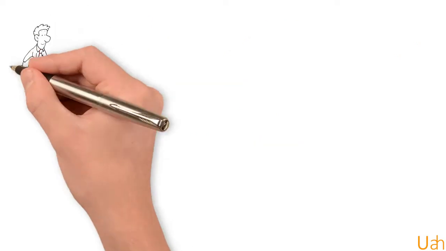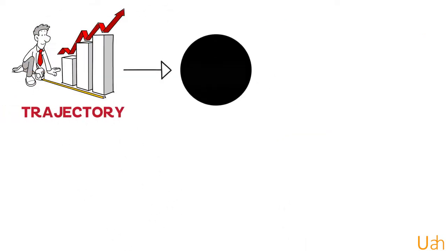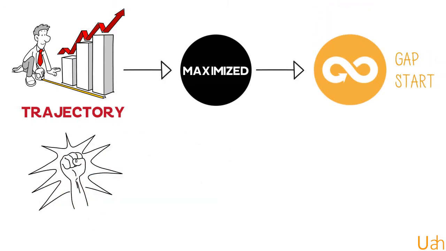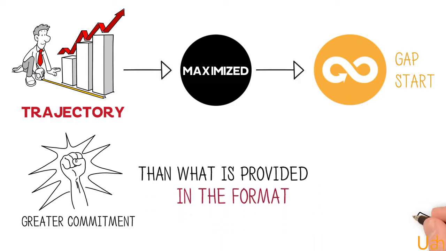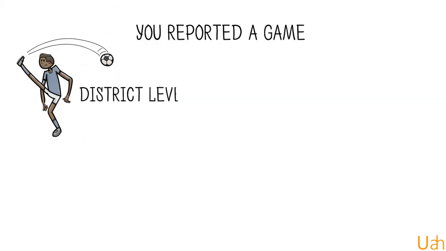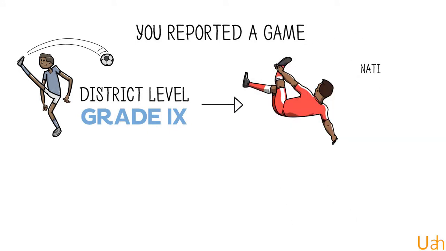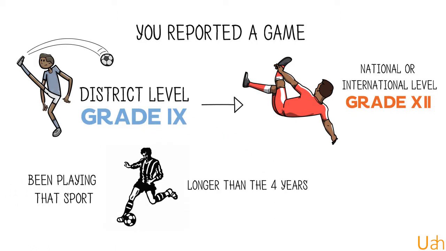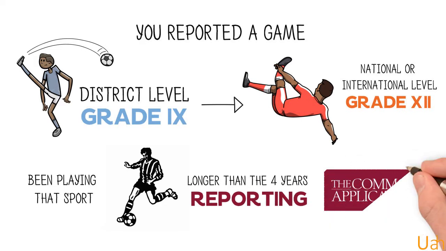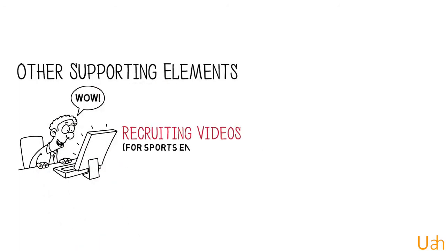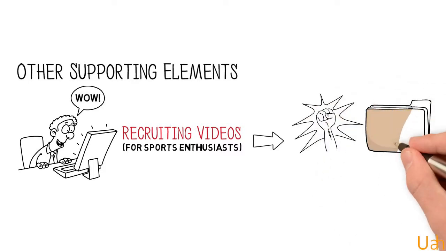The advantage of trajectory can be maximized through a gap start of continual activities. It allows you to showcase even greater commitment than what is provided in the format of Common App. For instance, you reported a game that you've played at district level in grade 9 and shown a progression to national and/or international levels by grade 12. This clearly proves that you have been playing that sport for a period of time much longer than the 4 years that you're reporting in the activity section. This, along with other supporting elements, including recruiting videos, specifically for sports enthusiasts, becomes a very powerful tool for your admission application.